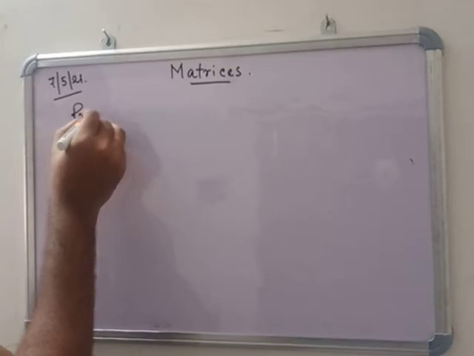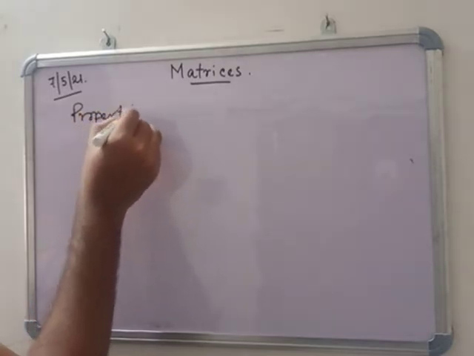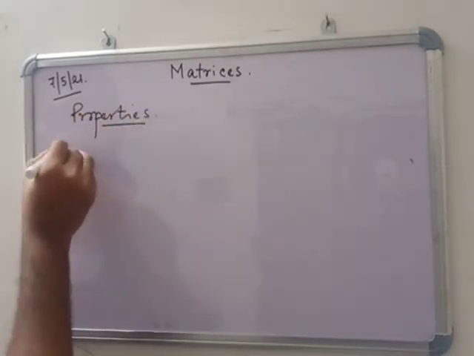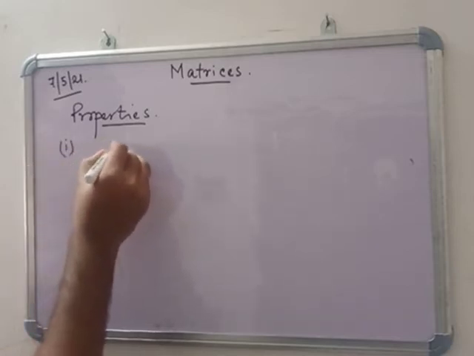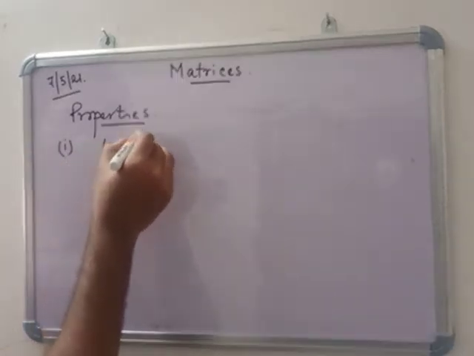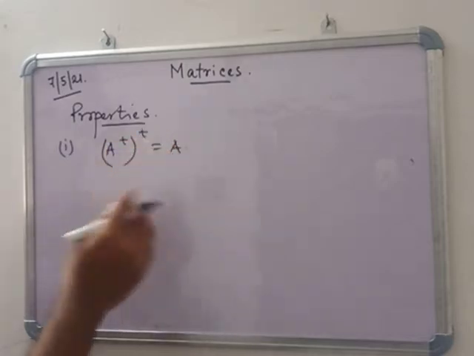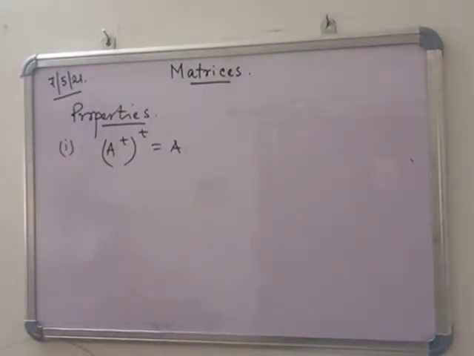Properties. In number one property, A transpose equals A. That means if we take the transpose again, we get the same result.